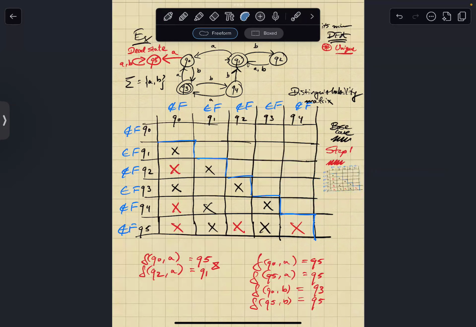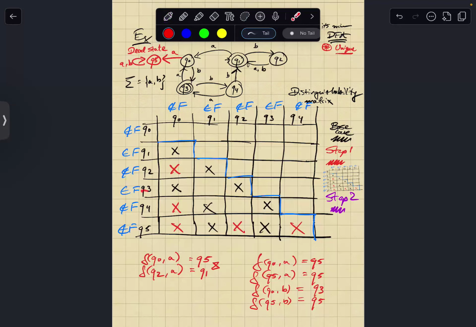Okay, so this is what my table looked like at the end of step one. Now step two, I'm just going to do the same thing. Let me use a different color. So what are the states that are remaining?